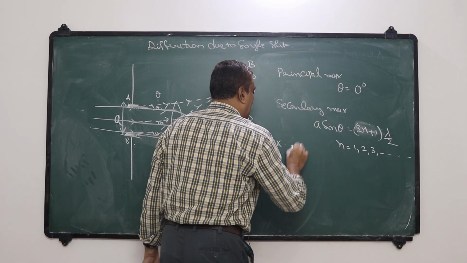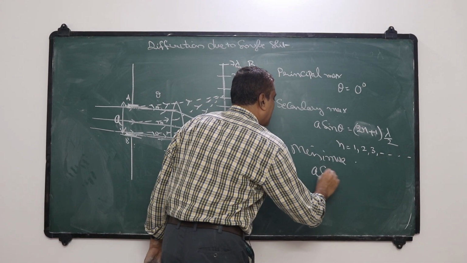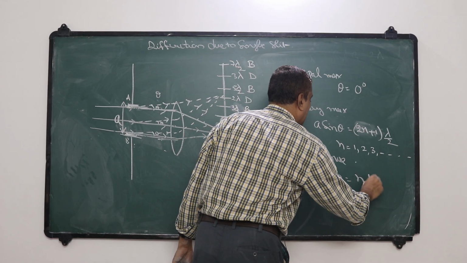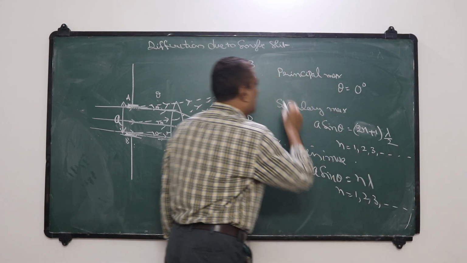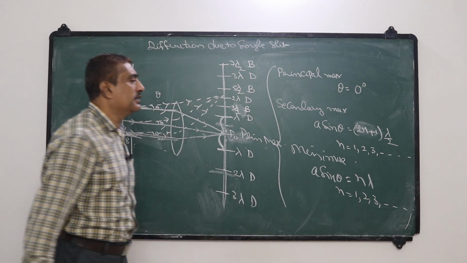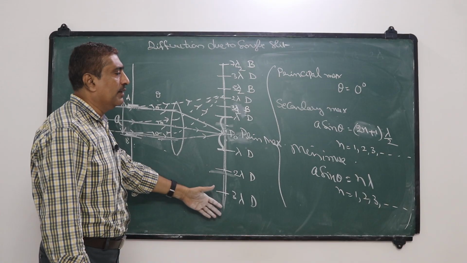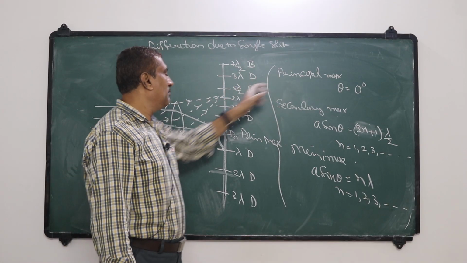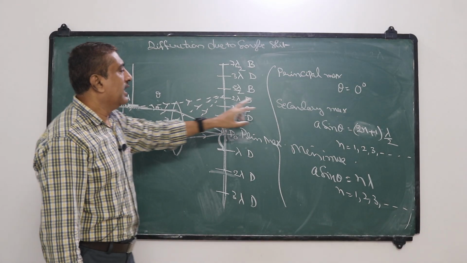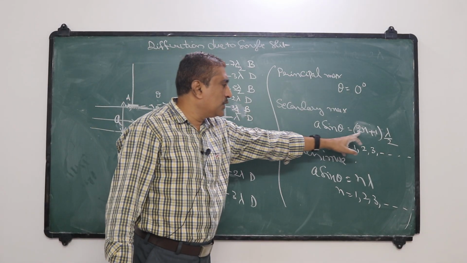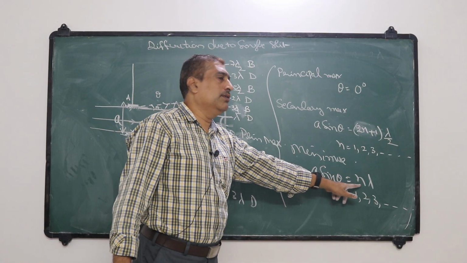And for minimum, a sin theta is equal to n lambda, and here also n starts from 1, 2, 3, etc. So these are the conditions for the regions that we observe on this screen. So we get principal maximum, that means theta is 0, those rays which are in the direction of incidence, and secondary maximum, path difference is 2n plus 1 into lambda by 2. Minimum, a sin theta is equal to n lambda.